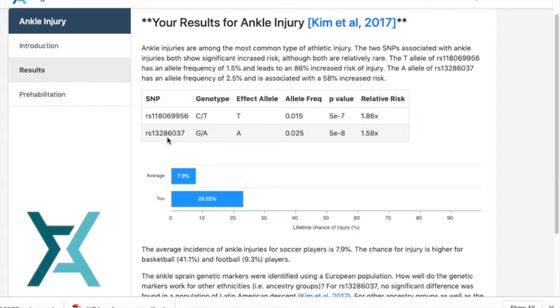The other SNP is RS132... In this example, the person was heterozygous G over A, where A is the effect allele. A was at 2.5% relative to G. The p-value is significant. It's 5 times 10 to the minus 8, which is again a small number. And relative risk is, the person carrying one copy of A had a 58% increased risk for ankle injury.